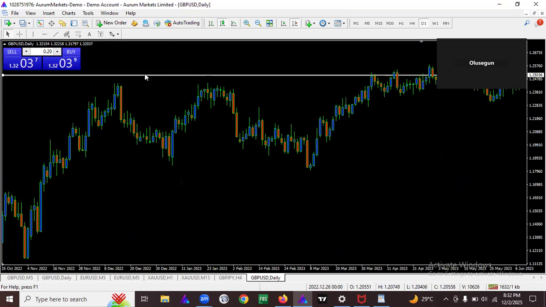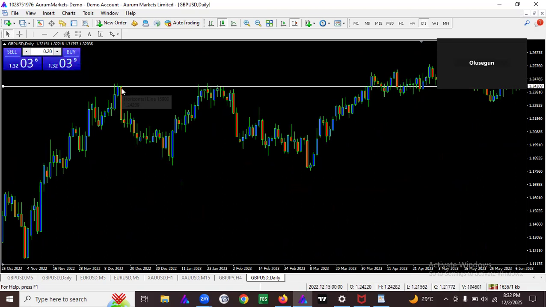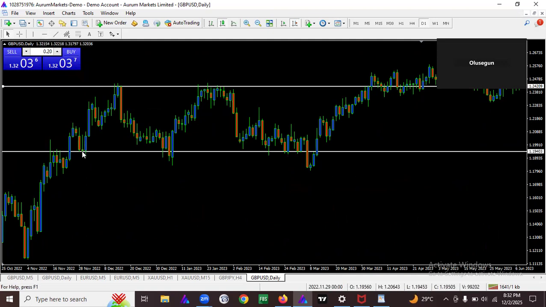We had one here too. See this resistance? Okay, you see this resistance? Price dropped and retraced back. Even at this point, I think we had a support here. We had a support. Okay, you can see this level.